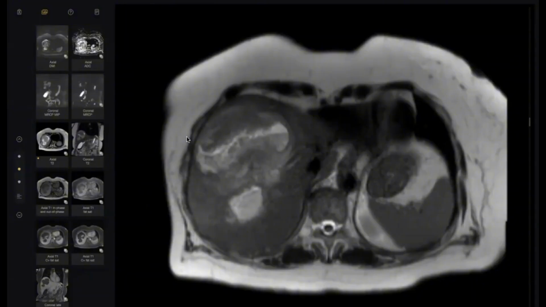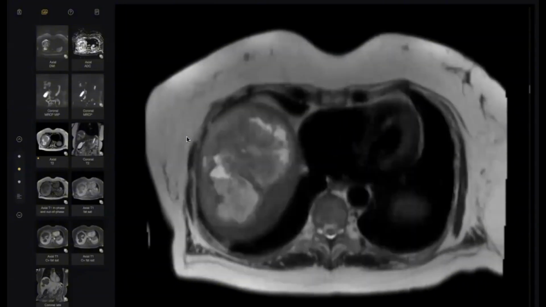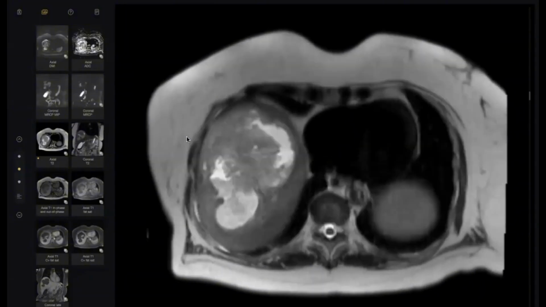However, in my routine practice, I want to see the rest of the sequences, including the diffusion weighted images and post-contrast images. Which sequence do you want? I will start with post-contrast, then I will go back to diffusion and ADC map.